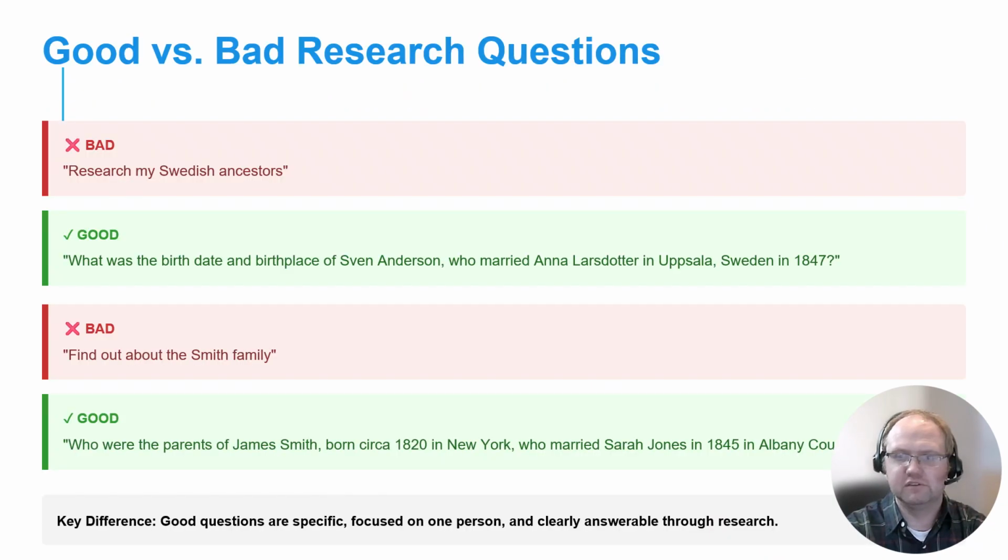Let's see, good versus bad research questions. We've talked about this, just kind of rehashing it. And just a nice slide to look at. And we've talked about everything here. Overall, good questions are specific, focus on one person, clearly answerable through systemic research. Bad questions are vague, potentially involve multiple people. It doesn't give clear direction, or provide a benchmark of when you've succeeded at that.